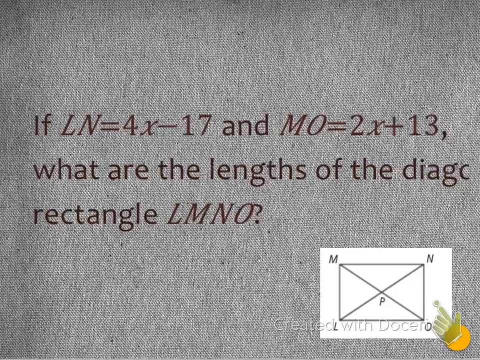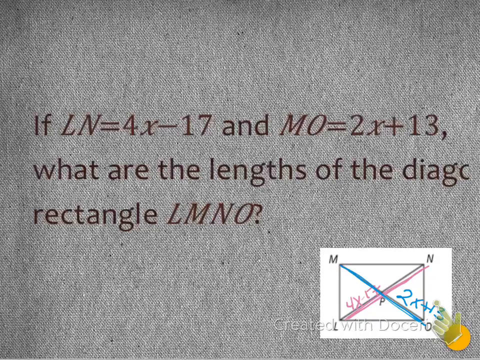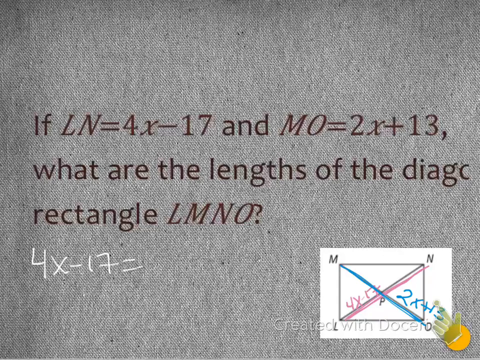Okay, if LN equals 4x minus 17 and MO is 2x plus 13, what are the lengths of the diagonals of the rectangle? So let's go ahead and label on my picture first. So LN, so this length, is 4x minus 17, and MO is 2x plus 13. My diagonals should be congruent in a rectangle, so we're going to set them equal to each other, because if they're congruent, we can set them equal to each other and solve.